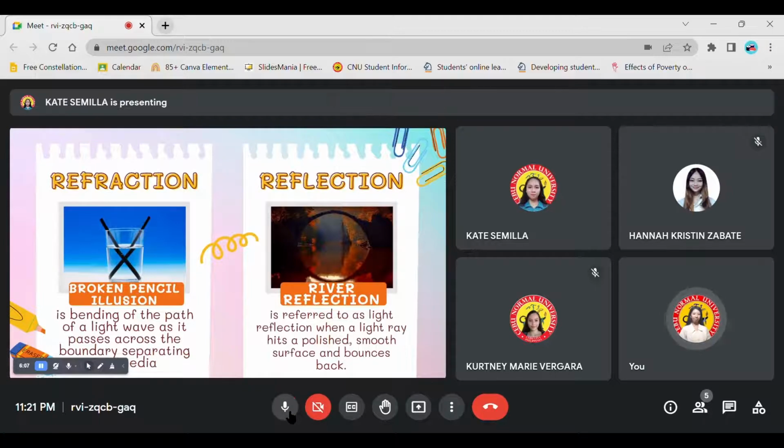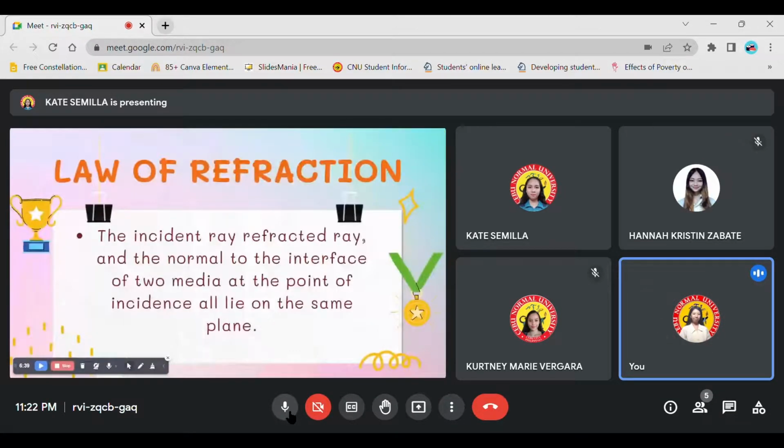Next is the law of refraction of light. Laws of refraction state that the incident ray, refracted ray, and the normal to the interface of two media at the point of incidence all lie on the same plane. The ratio of the sine of the angle of incidence to the sine of the angle of refraction is a constant. This is also known as Snell's law of refraction.